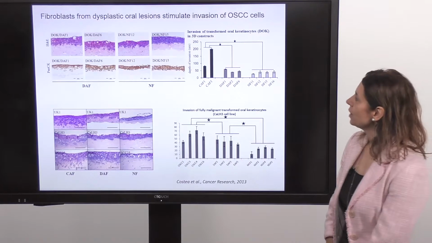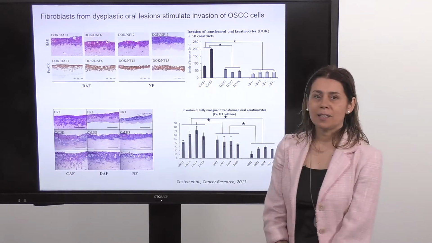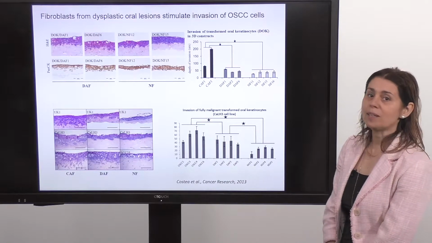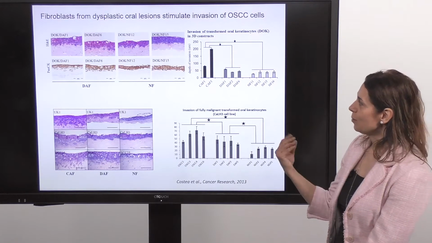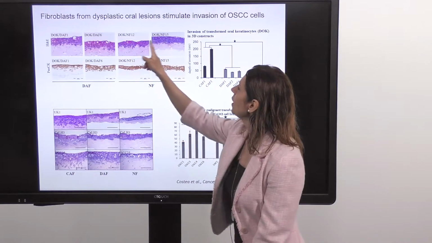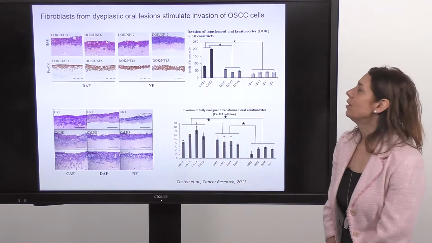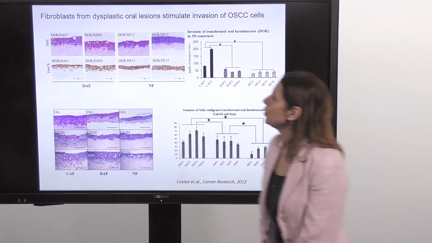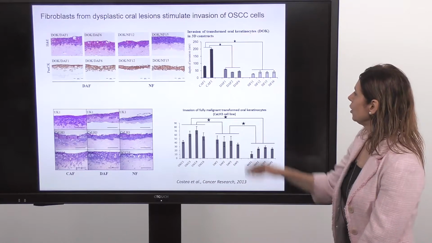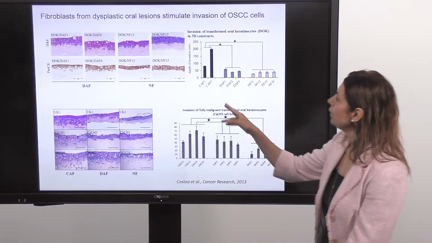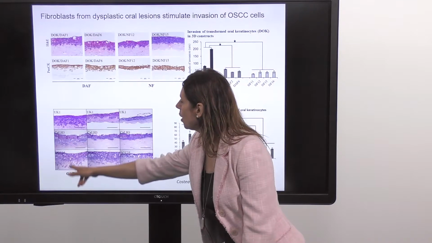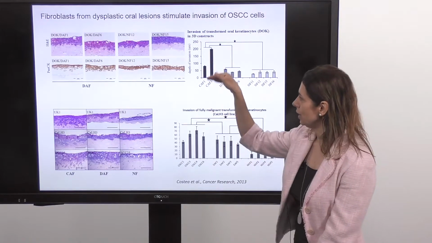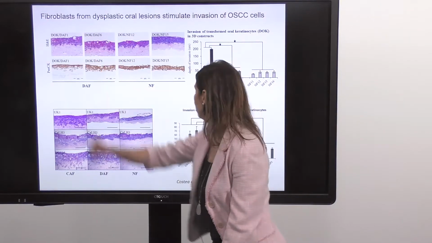So using these models, we have analyzed the effect that the fibroblasts from under dysplastic lesions can have on this dysplastic cell line. And you see, while the normal fibroblasts seem to restrain the invasion of these cells, the dysplastic fibroblasts seem to stimulate or allow these cells to invade. However, this invasion was not as pronounced as with cancer-associated fibroblasts, which were stimulating very much the depth of the invasion.